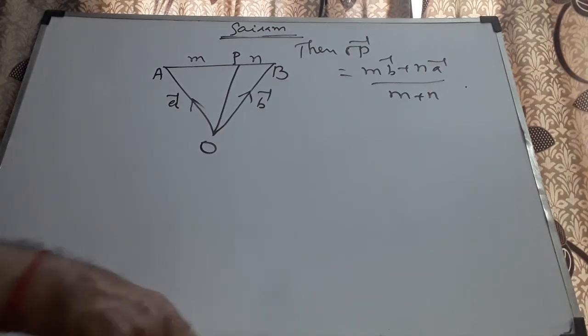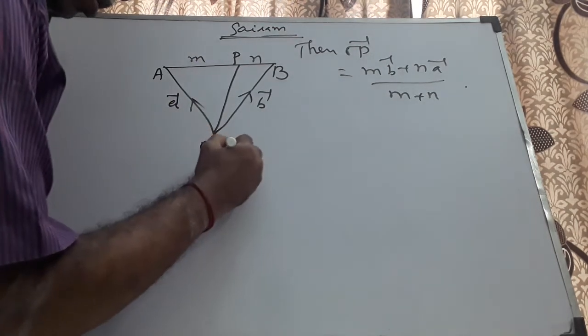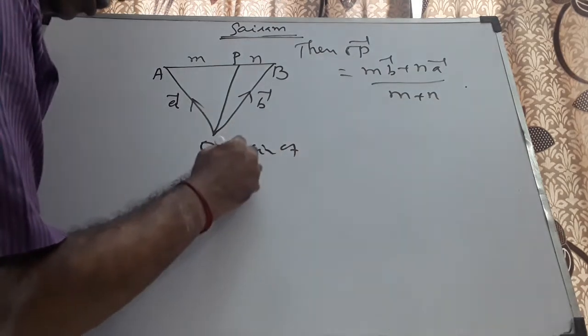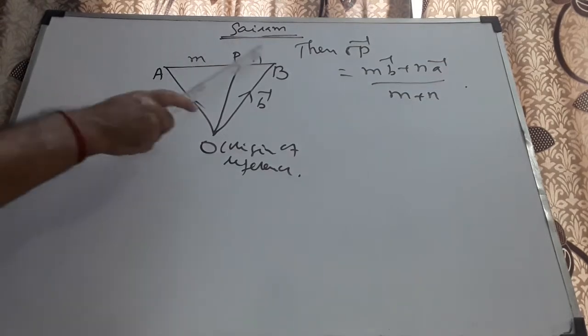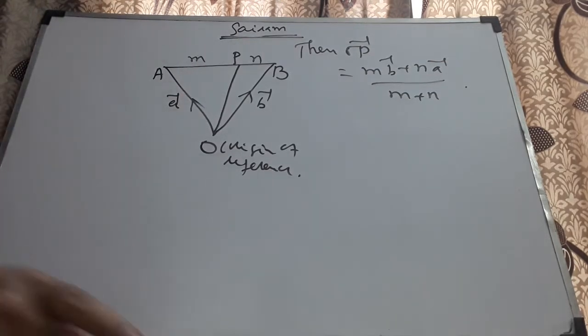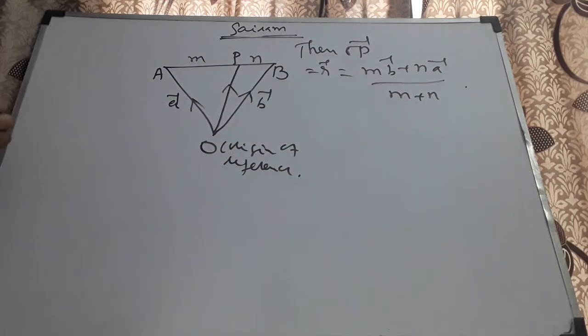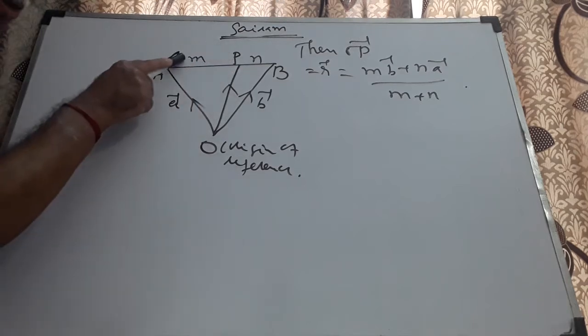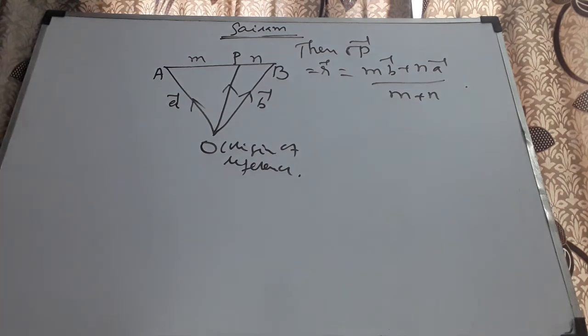Let me repeat. You are given 2 points, segment AB, in which OA vector is small a vector, OB vector is small b vector. This is my origin of reference. If point P divides AB internally in the ratio m is to n, then the position vector, we normally call it R vector, not P vector. It's just a conventional way of writing R vector for most of the problems further in 3D and vectors. R vector equals m into b vector plus n into a vector, by m plus n. We'll derive that.